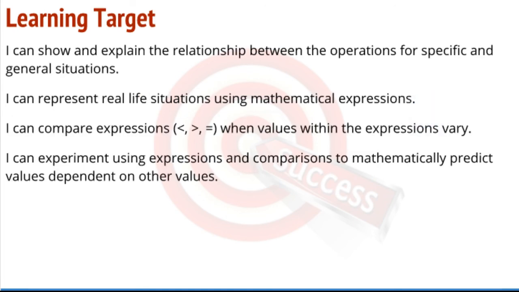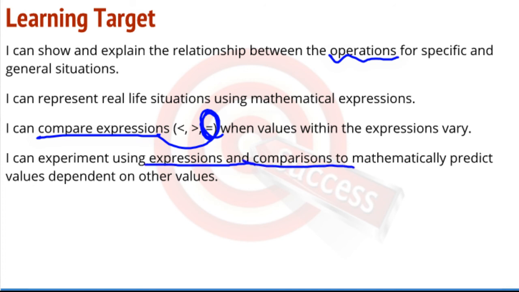All right, learning target. So we've looked at a quick relationship between addition and multiplication, the distributive property. And comparing expressions here, we had them in standard form and factored form, and we were observing equivalency, that they are equal. And in addition to that, we played with variables. So we did some experimenting with expressions and comparisons. We didn't do any prediction, but we played with the values, which I guess is probably a better fit here, when values within the expressions vary.